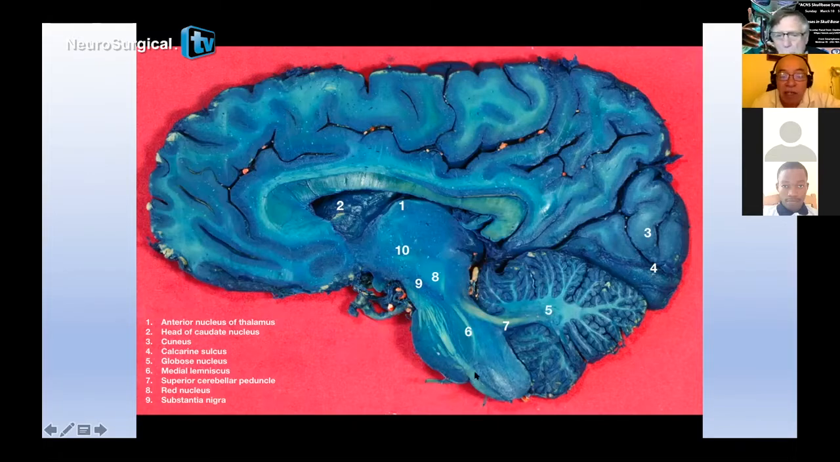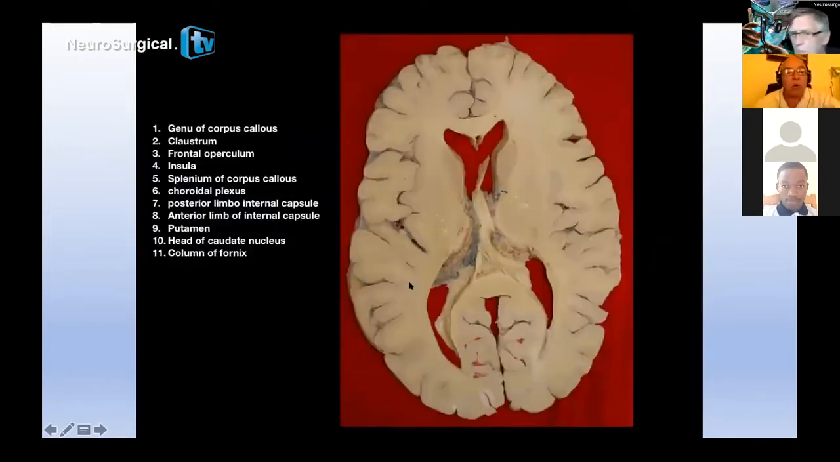These tracts are not stained because, you know, what we are staining in this brain coat is only gray substance. So that's the reason you can differentiate the tracts. For example, this is the superior cerebellar peduncle, this one. We have the red nucleus in here and the substantia nigra in this part. So let's go to see another one.